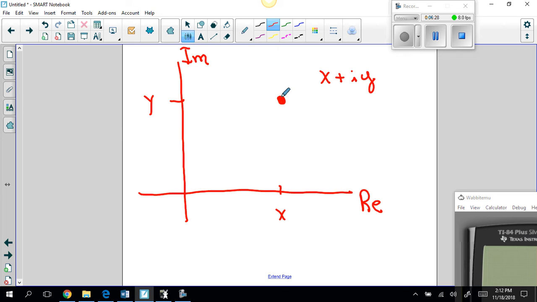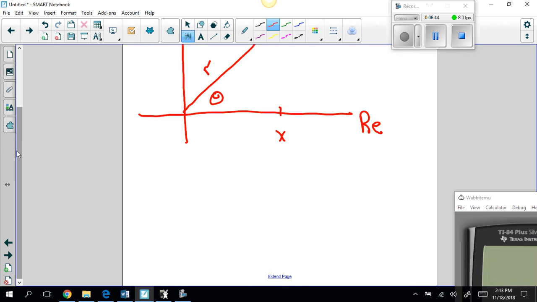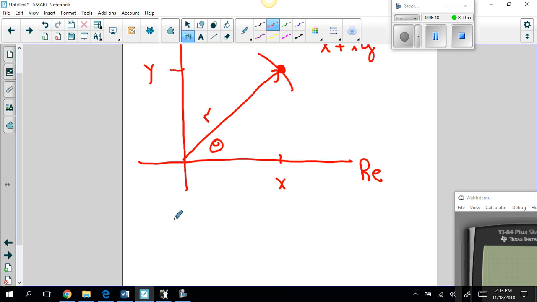Now, what I'd like you to think about it as is really imaginary vector, where this is a radius of an imaginary circle, and this is some imaginary angle. Hey, look, back to trig, right? So x equals r cosine theta, because we know cosine theta is x over r, and y equals r sine theta, because we know sine theta is y over r.